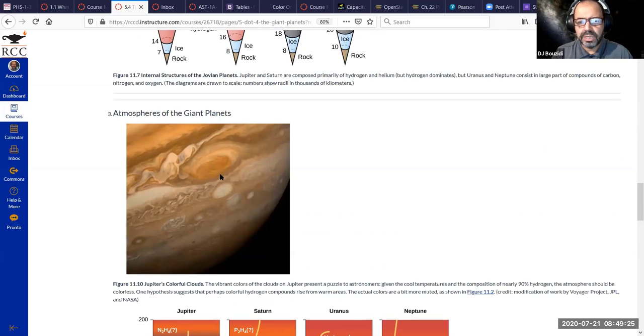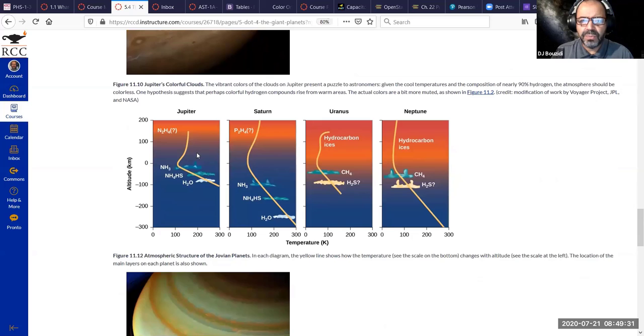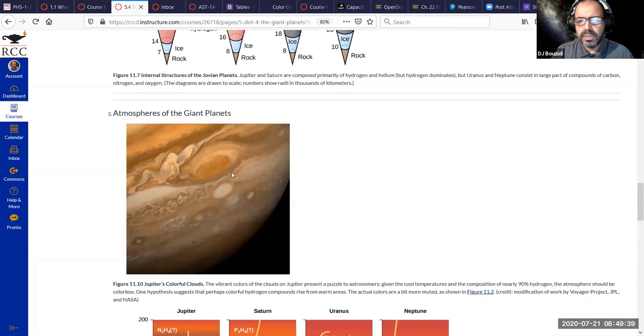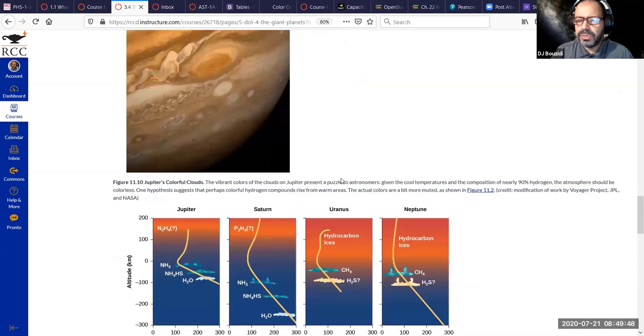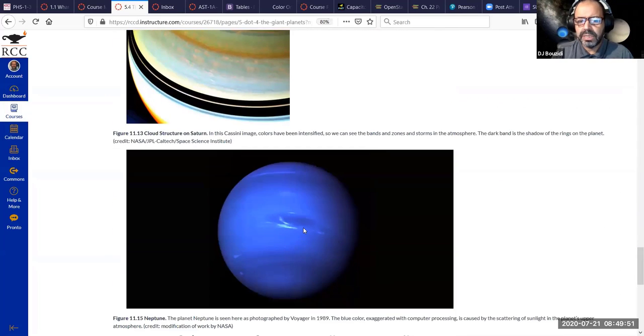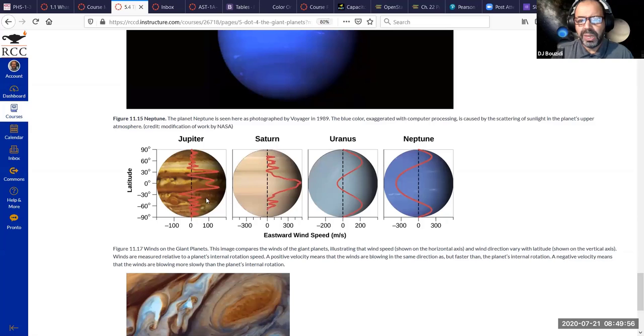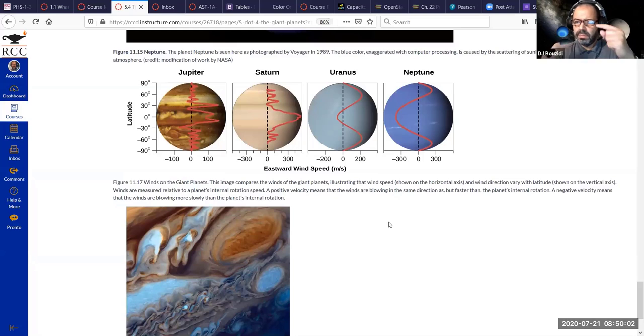Again, you have the red giant... I'm sorry, this is not it, but they have a color structure because of the way the temperature is distributed on their surfaces. And also, of course, there is the giant red spot on Jupiter, and there is also another spot that is visible on Neptune too. So those are some of the features in terms of the winds and how fast they are moving. Also, that's what causes these hurricane-like features on the planets.